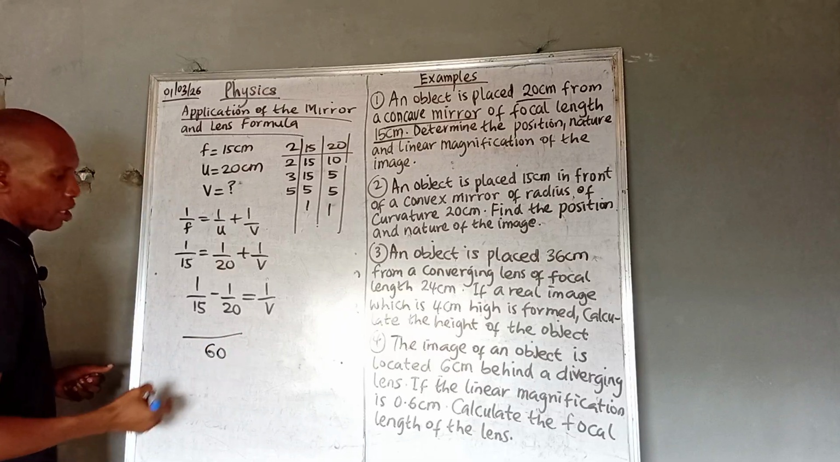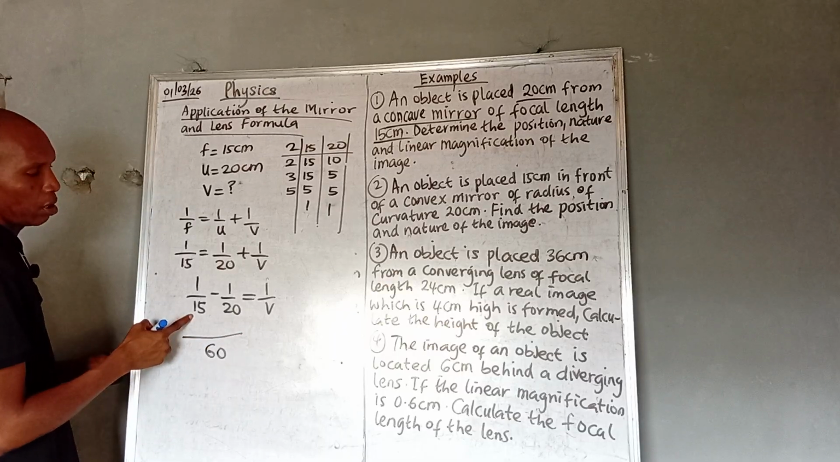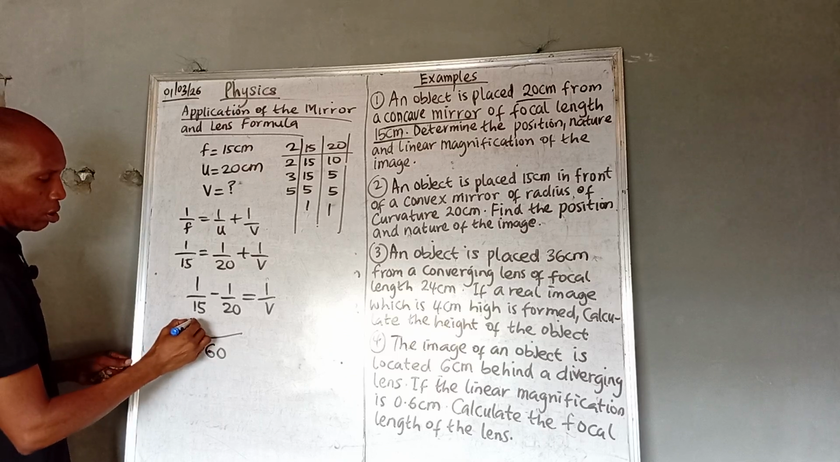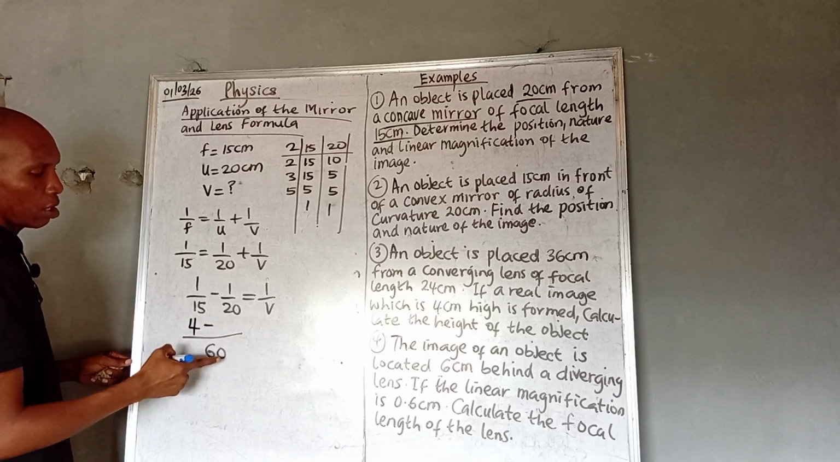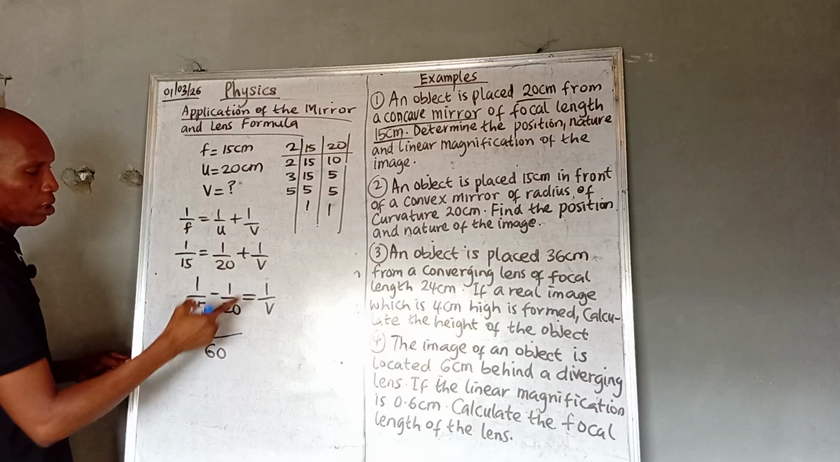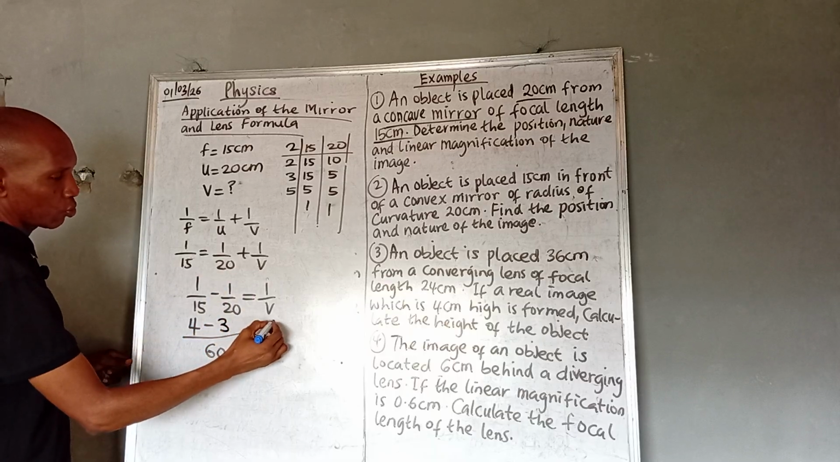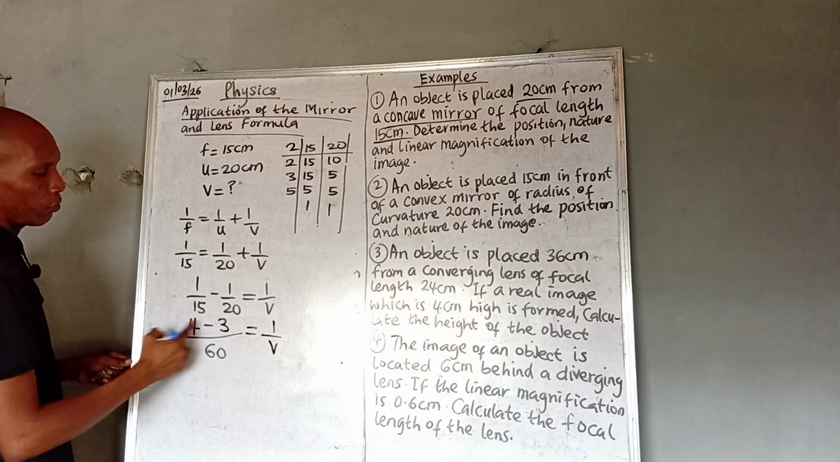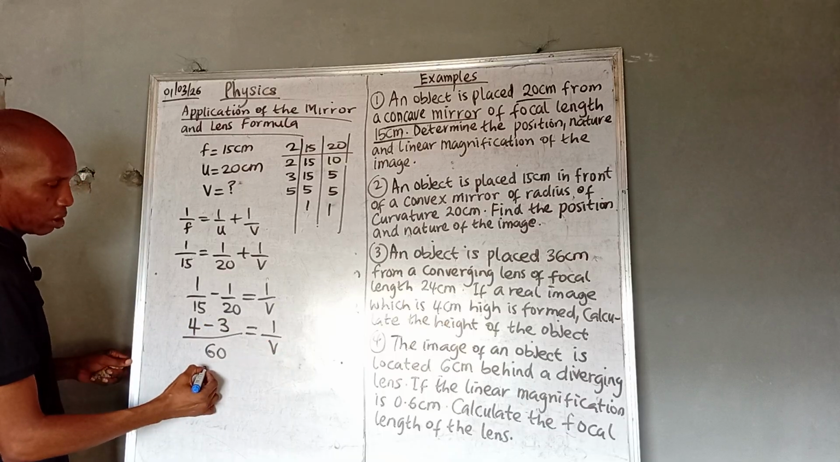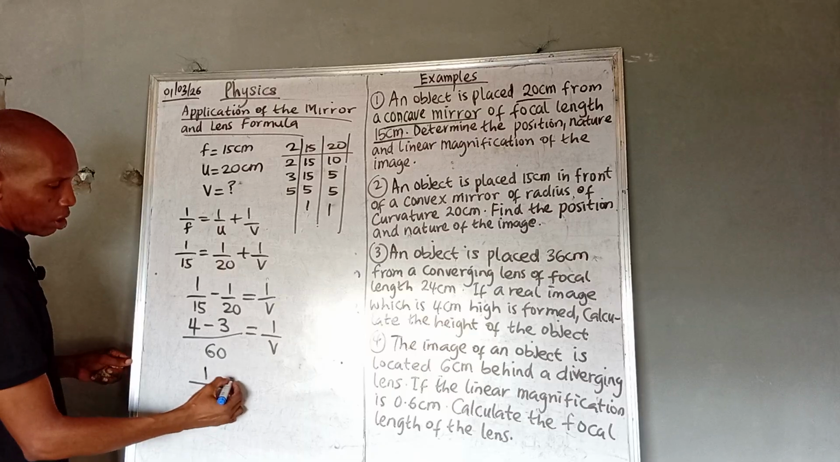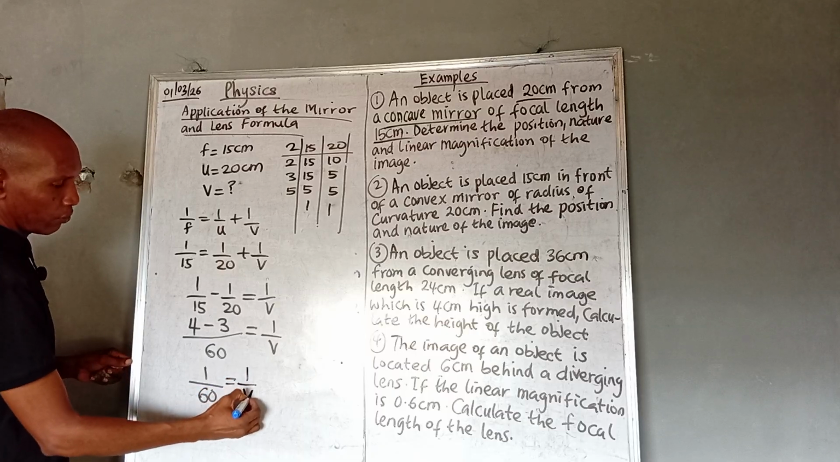The LCM is 60. 60 divided by 15 is 4. 4 times 1 is 4. Minus 60 divided by 20 is 3. 3 times 1 is 3. It's equals to 1 all over v. 4 minus 3 gives us 1. So you have 1 all over 60 is equals to 1 all over v.